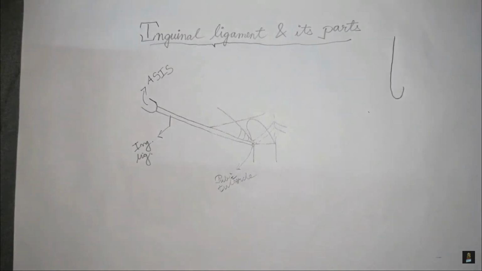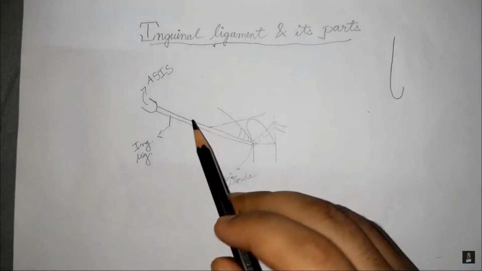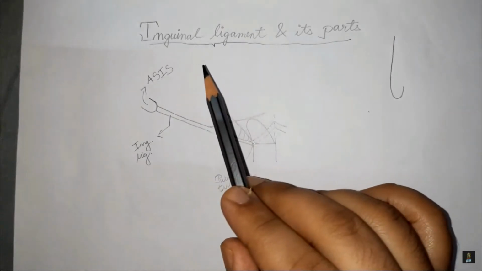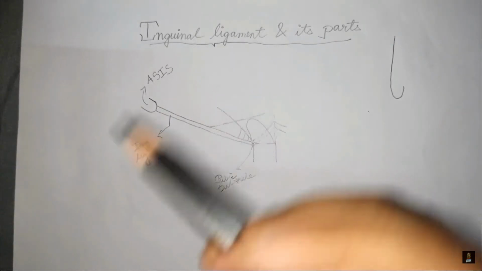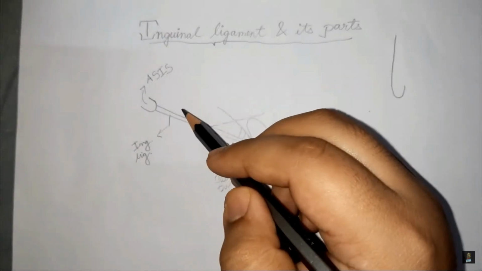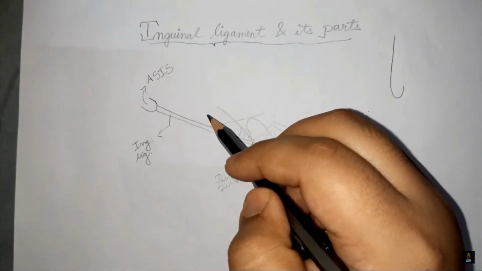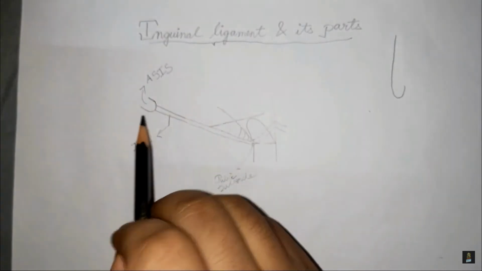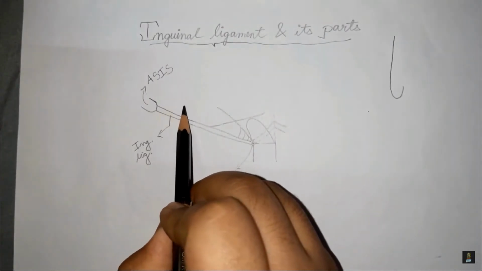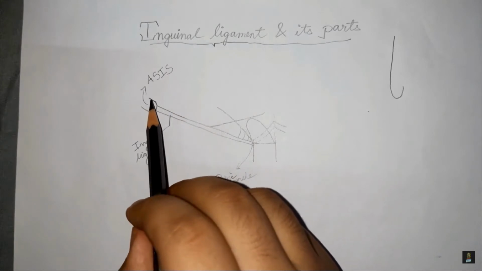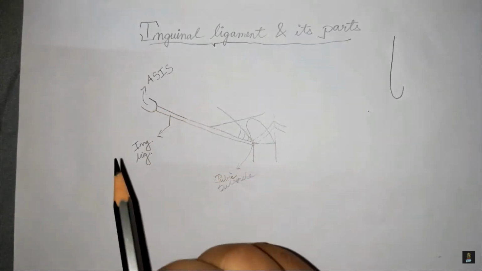As far as the upper surface of the ligament is concerned, we have already talked about this when discussing the attachments of the anterolateral abdominal wall muscles. We had said that the internal oblique muscle and the transversus abdominis both take origin from the lateral part of the inguinal ligament. To be more precise, internal oblique takes origin from the lateral 2/3, whereas transversus abdominis takes origin from the lateral 1/3 of the inguinal ligament.